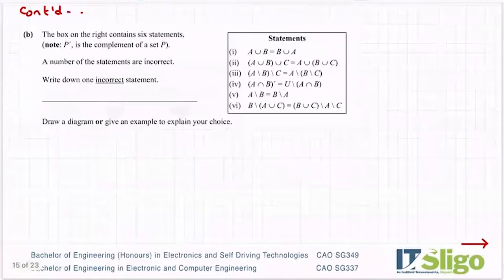And the next part, the box on the right contains 6 statements. Note P dash is the complement of a set P. A number of statements are incorrect. Write down one incorrect statement. Okay, so not the most straightforward, this one, because it's abstract statements and you have to figure out which of them is wrong. Well, the first one there, A union B is equal to B union C.